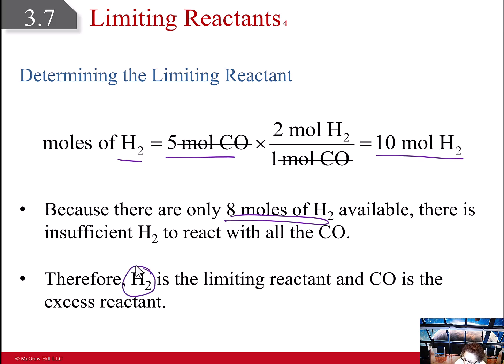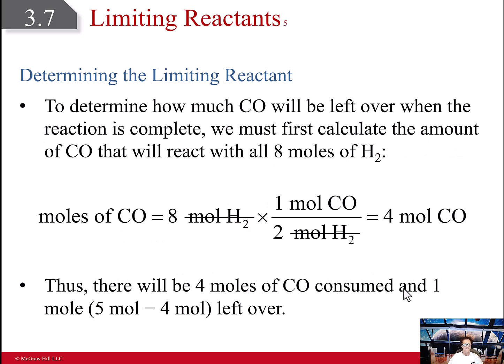Therefore, we say that the hydrogen is the limiting reactant and the CO is in excess, or it's the excess reactant. So to determine how much CO will be left over when the reaction is complete, we've got to first calculate how much CO will react with all 8 moles of H2. So if we look at moles of CO, we've got 8 moles of H2 by the molar ratio of CO to H2. So we'll be using up 4 moles of CO.